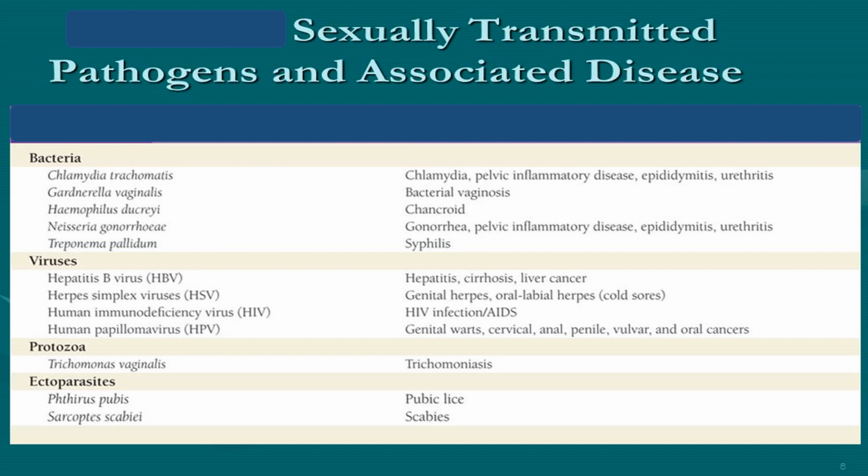Finally, we look at a glance of sexually transmitted pathogens and their association with diseases. Chlamydia trachomatis causes chlamydia infection. Then Neisseria gonorrhoeae causes gonorrhea infection. Treponema pallidum causes syphilis infection. Hepatitis B virus HBV causes hepatitis. Herpes simplex virus HSV causes genital herpes. Human immunodeficiency virus HIV causes HIV infection or AIDS. Human papilloma virus causes genital warts in human beings. These are 8 important sexually transmitted diseases given in the NCERT textbook, clearly detailed.